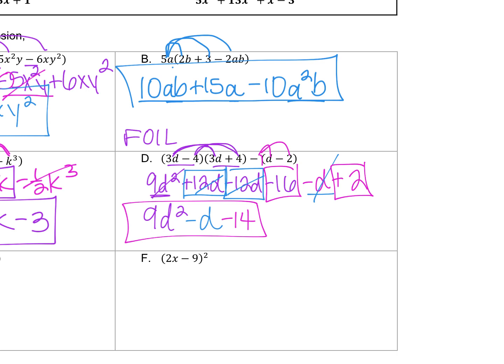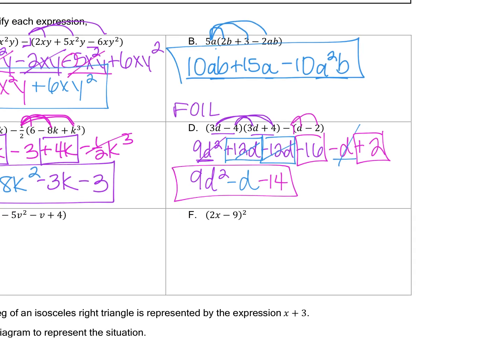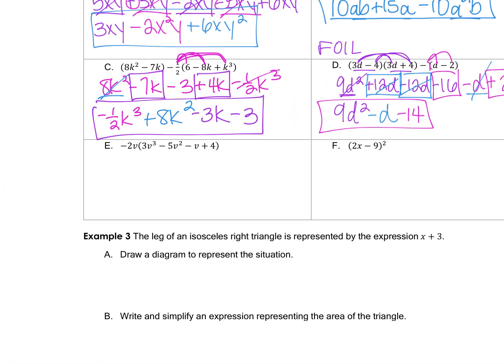So you have to use PEMDAS. We had to multiply before we could subtract that d minus 2 there. Anytime I'm multiplying two binomials, I need to use FOIL: multiply the first terms, outside terms, inside terms, and last terms.